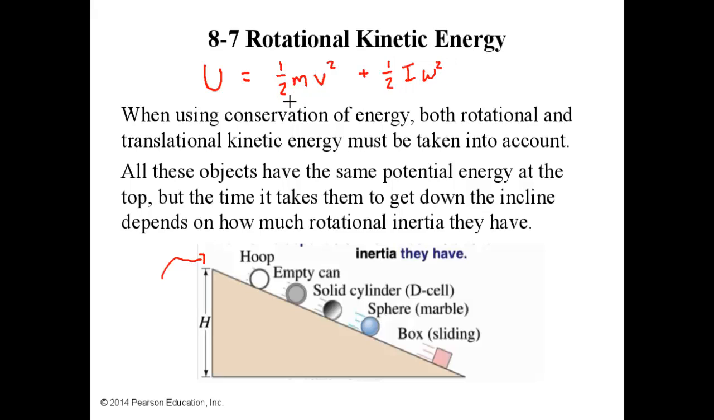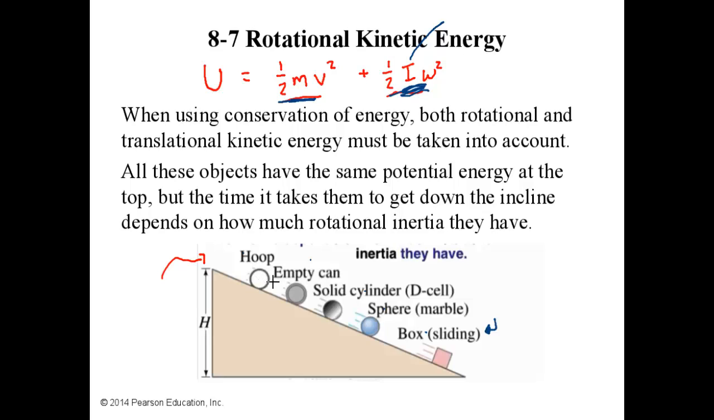What that means is some of the energy that would normally go to the velocity is now going to go to spinning this object up because it has some rotational mass. The larger that rotational mass is, the less energy that's going to go to an object's velocity. So if I had a hoop, an empty can, a solid cylinder, a sphere, and a box sliding down the hill, the box is going to make it down the fastest, assuming no friction, because none of the energy has gone into rotating that box.